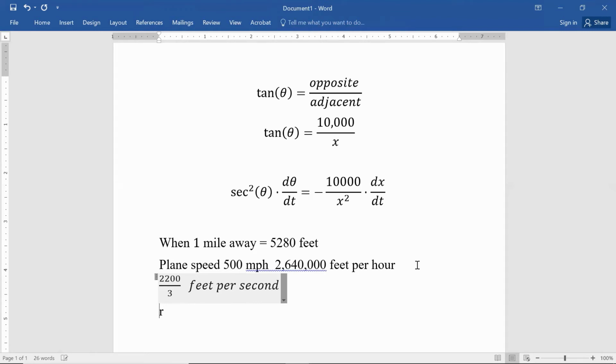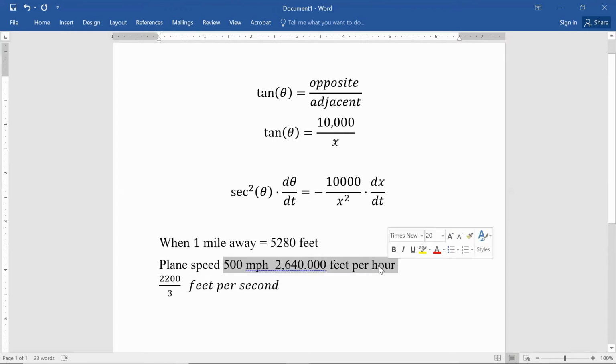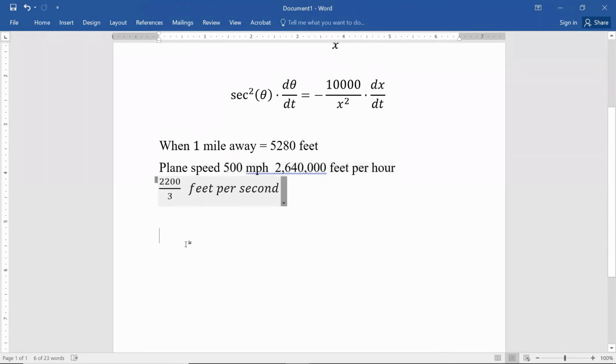Hopefully that makes sense. I divided this number by 3,600 because there are 3,600 seconds in an hour. So this plane speed I'm going to think of as 2,200 divided by 3 feet per second. I like thinking about rotating in terms of per second. How many degrees or how many radians per second do we rotate?